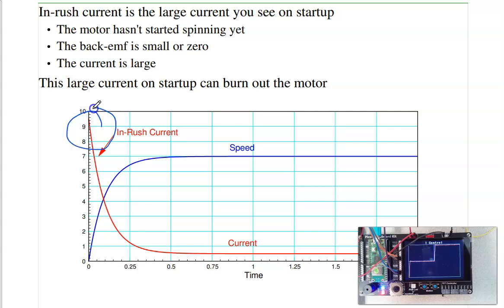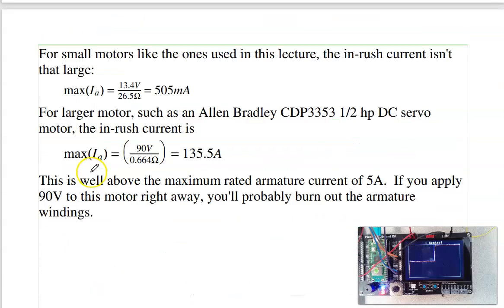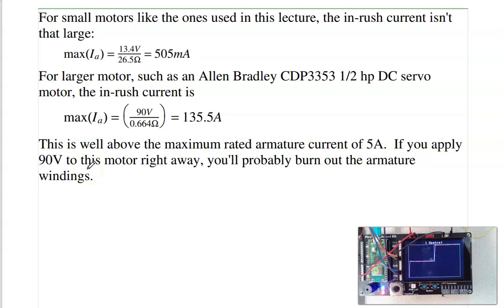But this inrush current can be huge, and oftentimes motors are not designed to handle that much current. Essentially, my motor is going to be operating over here most of the time. The only time I get this much current is on startup, and I only get that when I apply a step input. So to save money, oftentimes motors are not designed to handle that much current. So what you can do is, if it's a small motor, not worry about it. The motor I have is 26 ohms, 13.4 volts. The most the current is going to be is 500 milliamps. The motor can handle that.